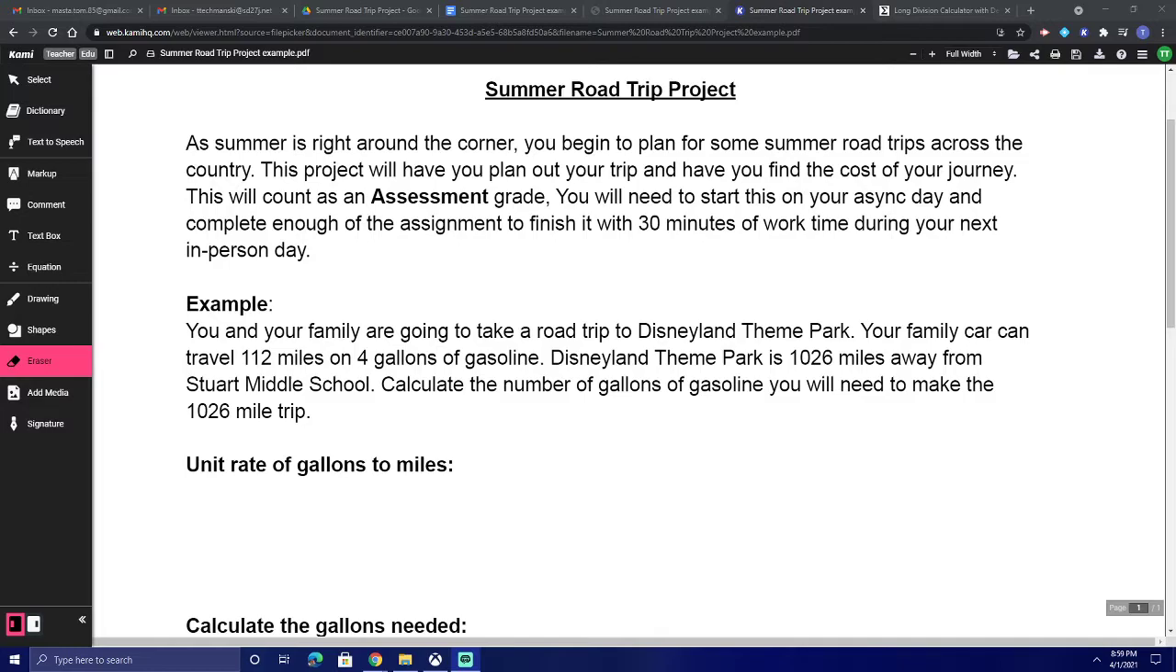As summer is right around the corner, you begin to plan for some summer road trips across the country. This project will have you plan out your trip and find the cost of your journey. This will count as an assessment grade. You will need to start this on your asynchronous day and complete enough of this assignment to finish it with around 30 to 35 minutes of work time during your next in-person day.